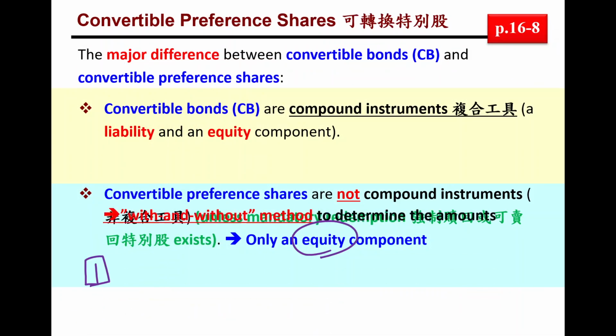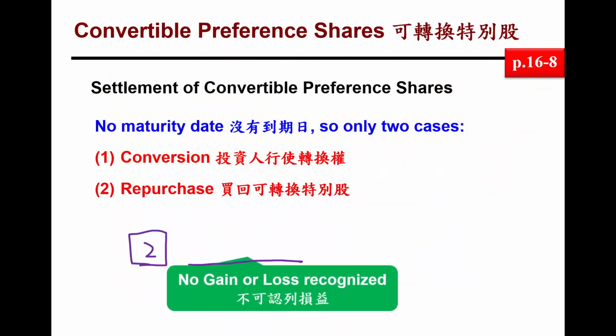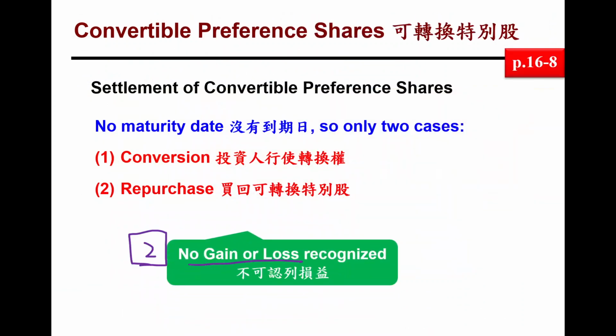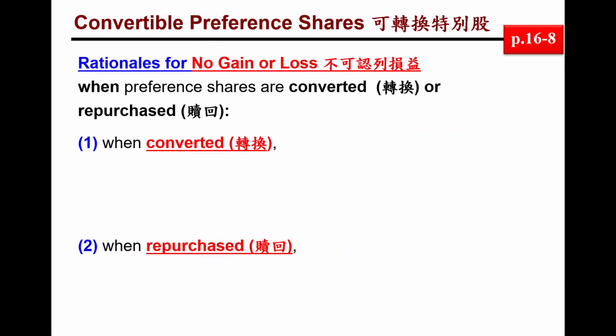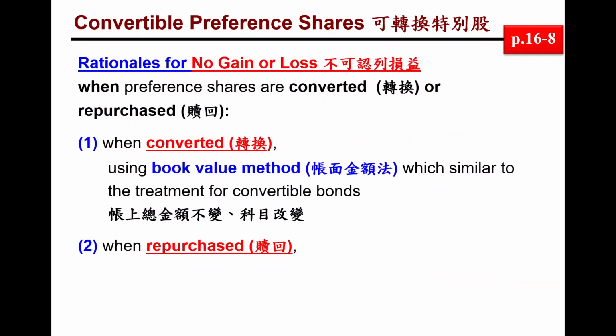So when we talk about conversions, we use the book value amount, 账面金额法. Of course, there is no gain or loss. Why is there no gain or loss? Because we use the same amount of book value. So that's why no gain, no loss.